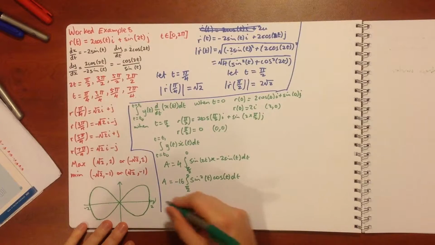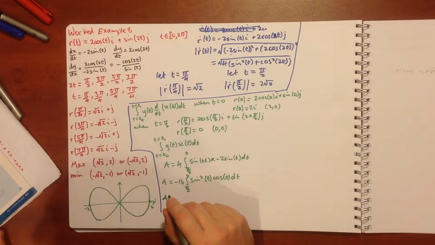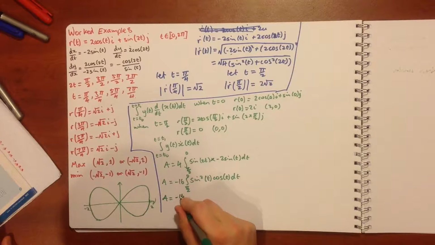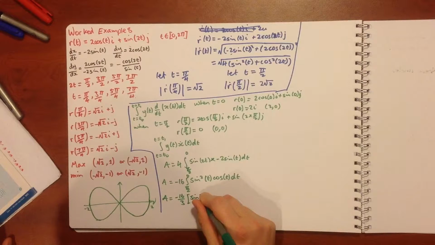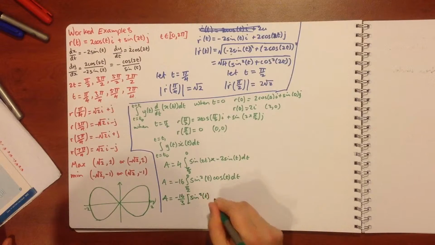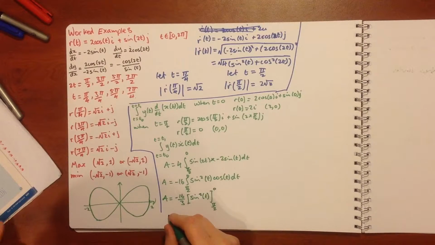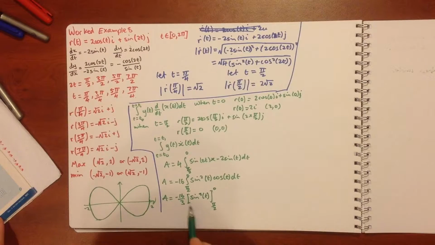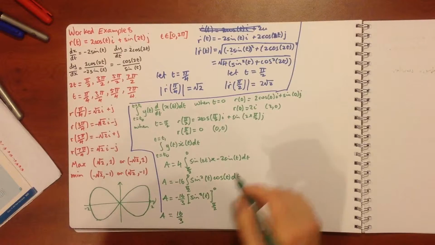So that means that we get an area of negative 16 on 3 times by our sine cubed of t, evaluated from pi on 2 to 0. What we find there is we get our answer of negative 1, which gives our area of 16 on 3 as required.